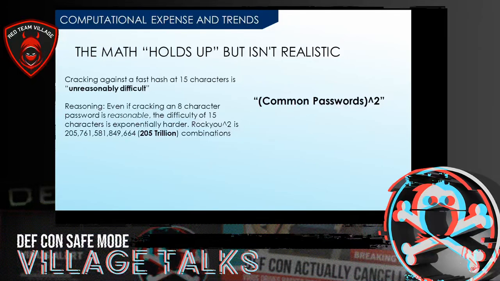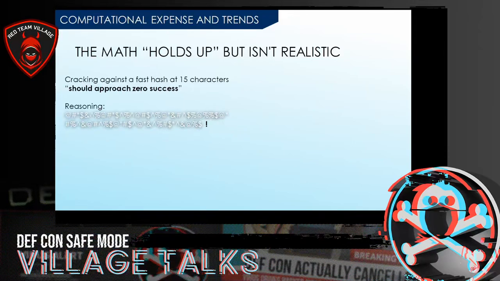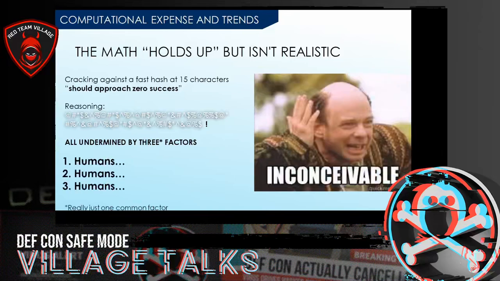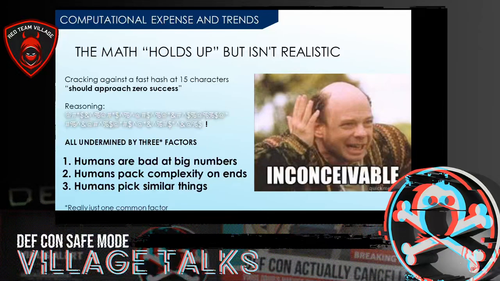Well, I'm here to tell you that all of these arguments that say that cracking past 15 characters, regardless of reasoning, can be undermined, and they can be undermined with only 3 factors. What are those factors, you might ask? Are you just teasing us? Is this a timeshare scheme in disguise? No, the big secret weakness is humans. Inconceivable! I know. Specifically, humans are bad at big numbers, humans pack complexity on the ends of passwords or passphrases, and humans pick similar things to other humans, common things are common because they're commonly picked.